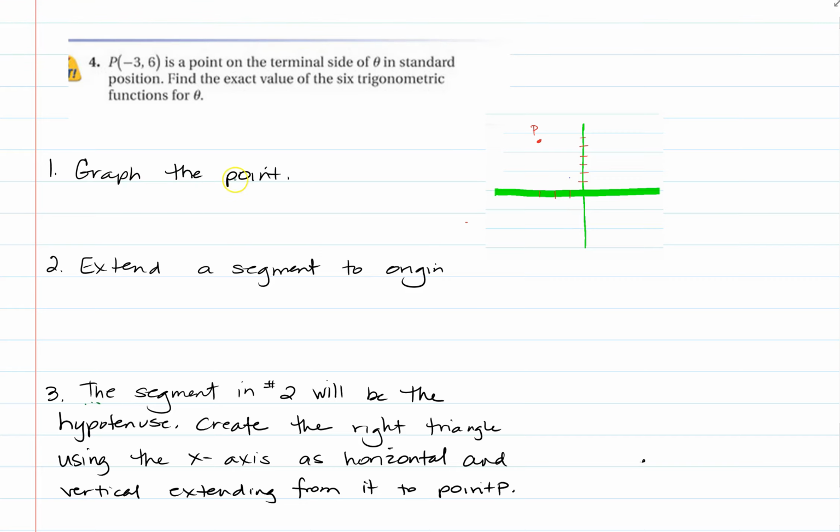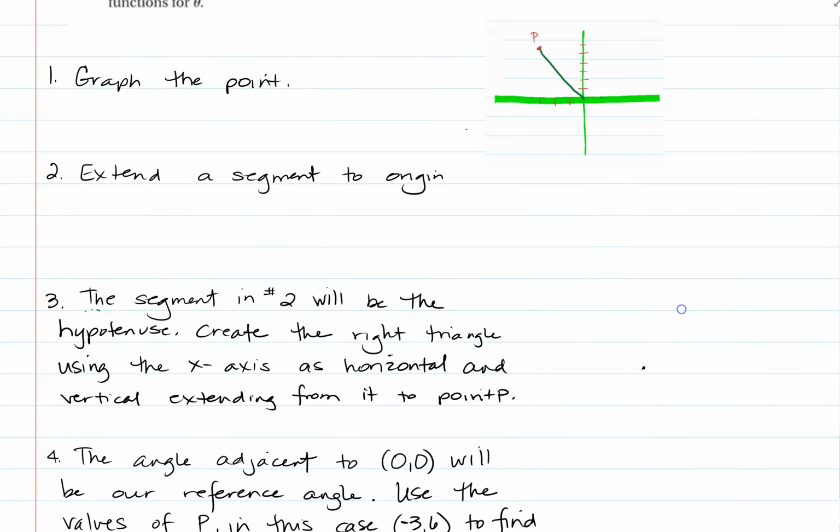So your first step is to graph the point. Your second step is to extend a segment to the origin so you can see what they're talking about. So I've created this. This is the hypotenuse. So it's almost as if there's this little angle here, and this is the terminal side, and of course you assume that that's the initial side, but you don't have to draw it. So step 1, graph the point. You've done it. Extend a segment to the origin, and now this segment in number 2 will be the hypotenuse.